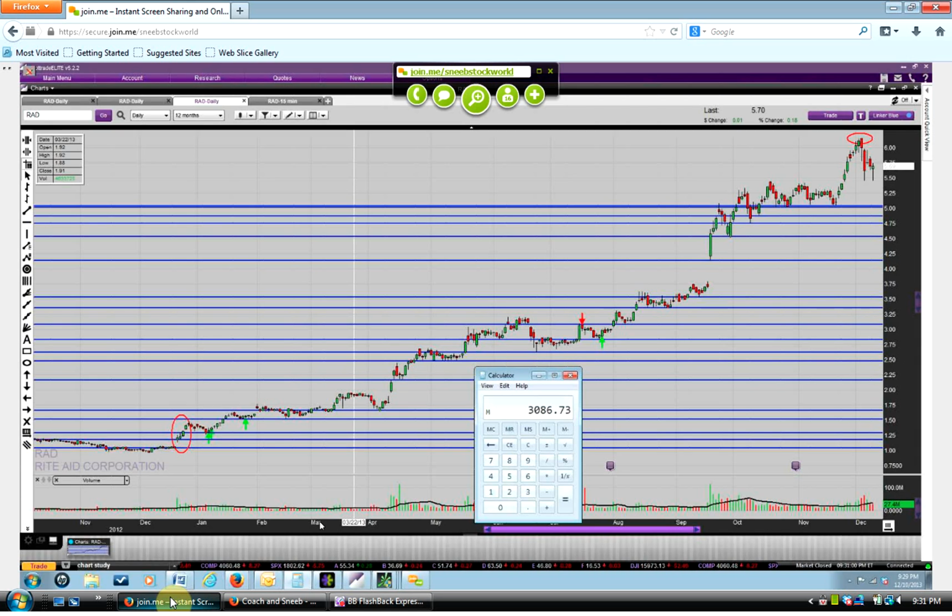And is this greater or lesser than the amount of money I ever had in the trade at any one time? It's greater. As a matter of fact, how much greater? Well, let's subtract 1,000, because that's the most we ever had in it. And then let's divide this by 1,000 and multiply that times 100.